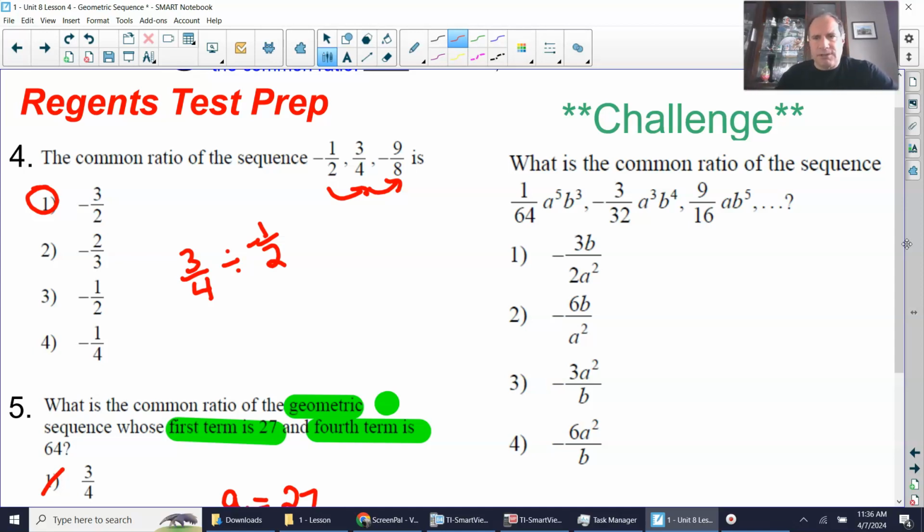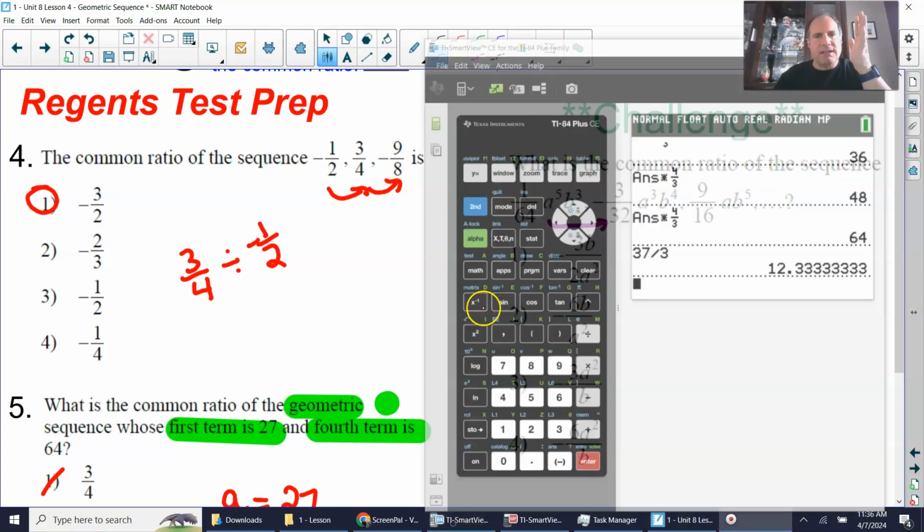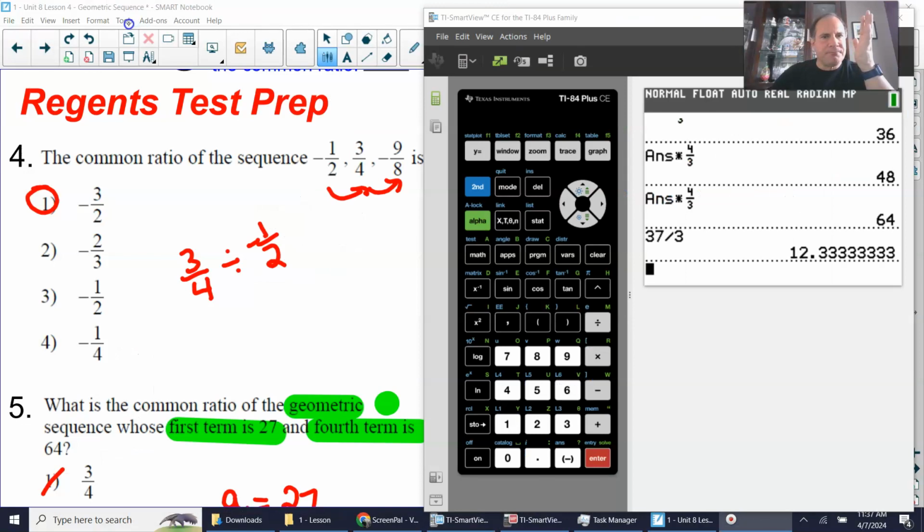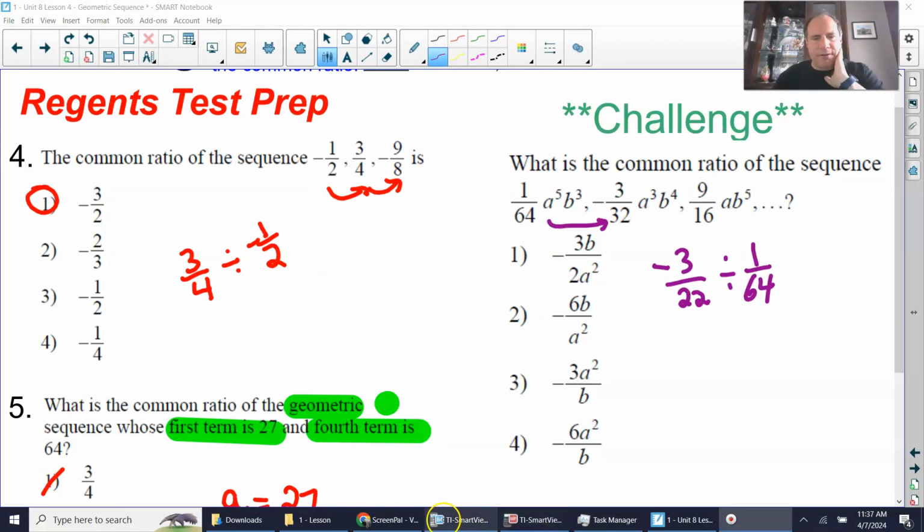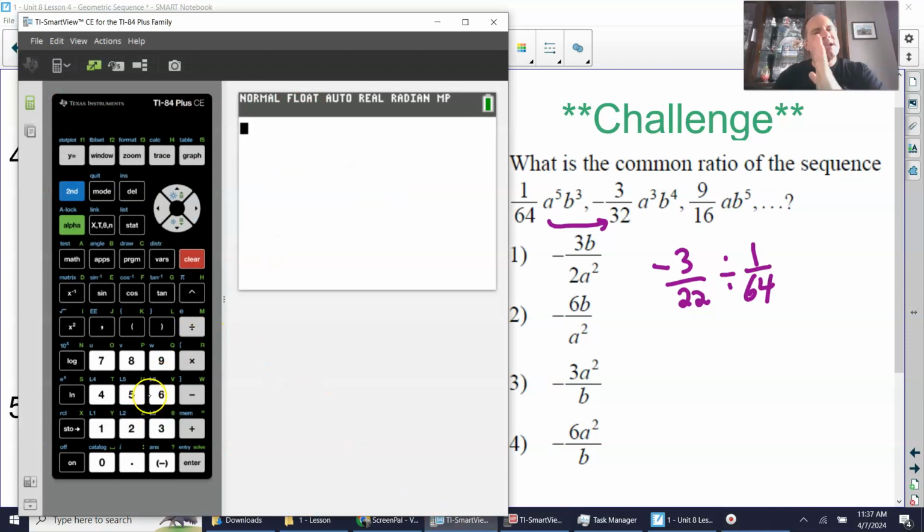Here's a challenge question. What is the common ratio in this sequence? Right now, I just want to figure out what the number is that's being multiplied to get to -3 over 32 from 1 over 64. So I'm going to take the calculator out again. And I'm just going to divide those two numbers because remember I'm taking the second number, dividing it by the first. So -3, let me just go back and just do alpha x, and it's -3 over 22.